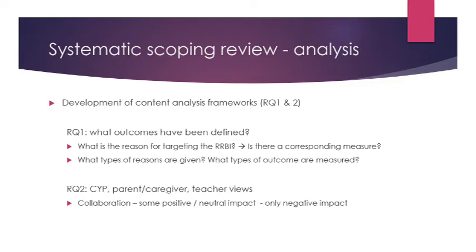And then I coded the different types of reasons given and also the different types of outcomes that were measured. And with question 2, which was about the views, I obviously had a yes and no category. And if they had reported views, I had 3 codes. One was that there was collaborative decision making. The second was that some positive or neutral impact of RBIs was mentioned, even if there was also negative impact. And the third category was that they only mentioned negative impact.